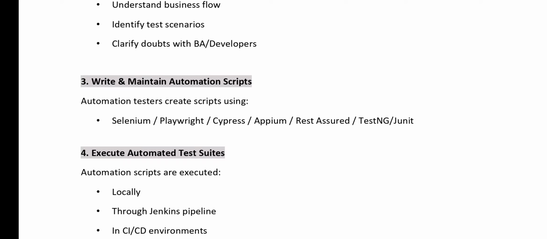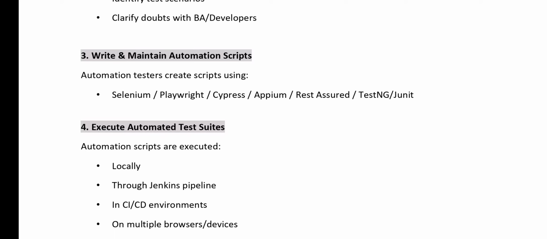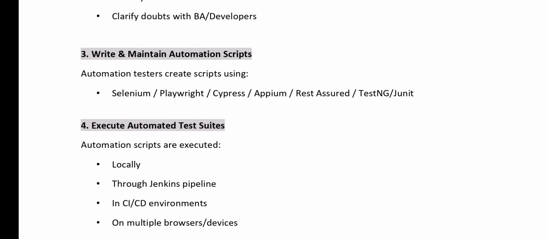The third step is writing and maintaining the automation scripts. Okay, so based on the project and role, we write the test scripts accordingly using project-specific tools. I mean, whatever tools the project is currently using, we can write the test scripts using that specific tool. For example, Selenium or Playwright or Cypress, or Appium for mobile automation, and Rest Assured for API automation, TestNG or JUnit for unit testing frameworks. Okay, so this is how you can answer in the interview.